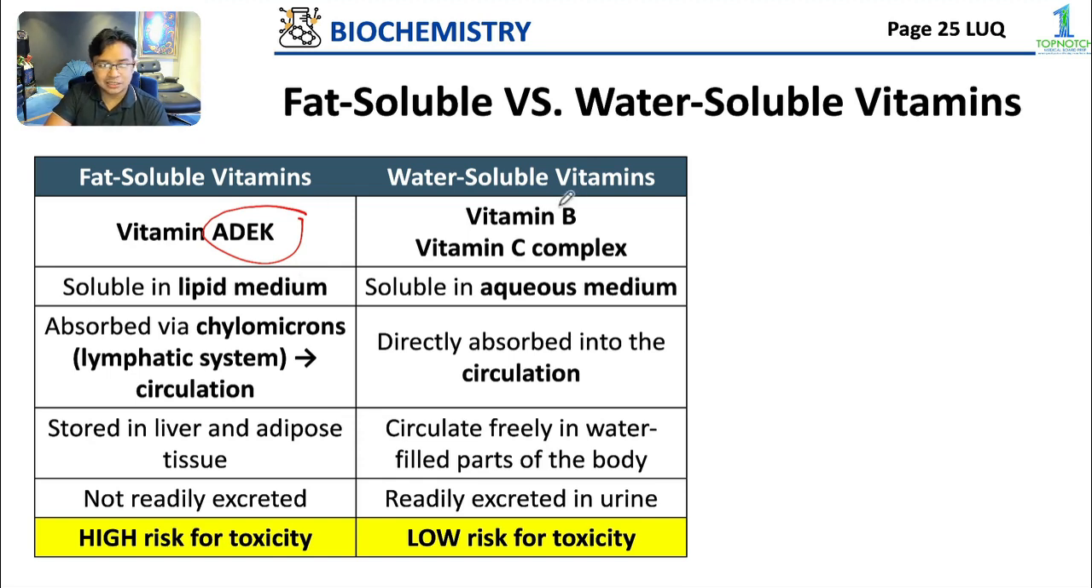In contrast, your vitamin B complex, sorry for that, and vitamin C mainly stay in the aqueous medium. Okay, they are directly absorbed via circulation and they're readily excreted in the urine. It means you urinate them out every day. Therefore, they are low risk for toxicity.